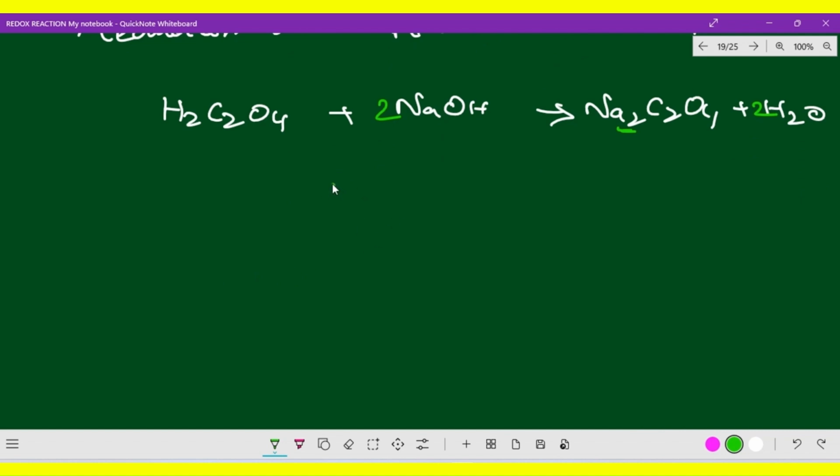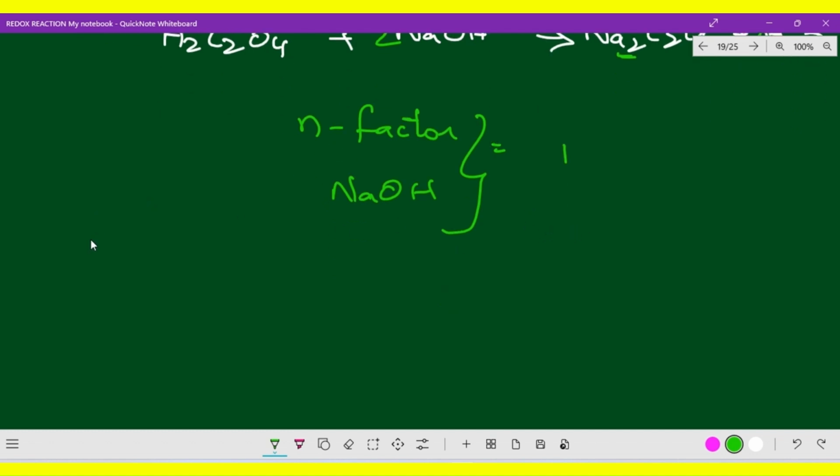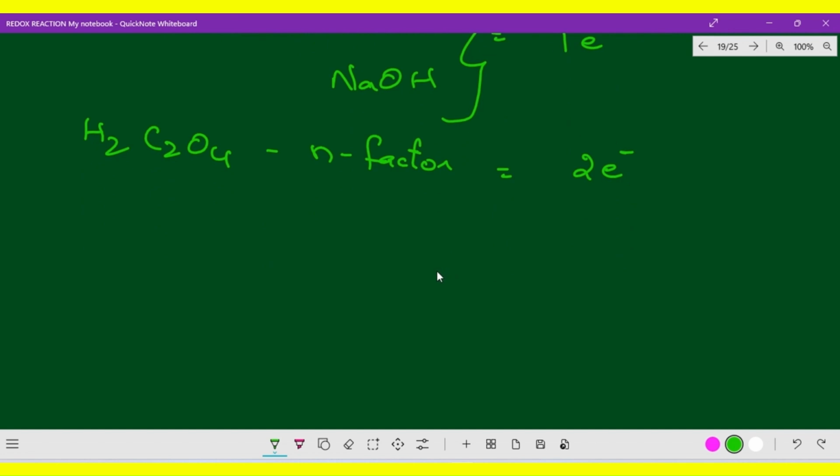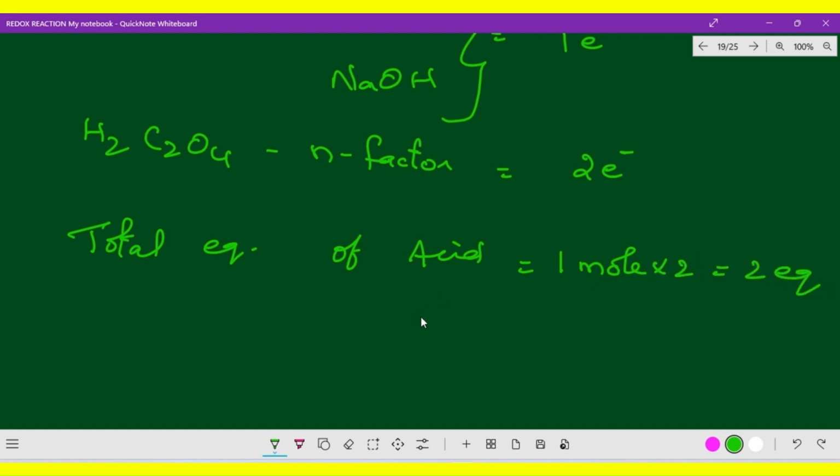Now the n factor, the small n, the number of electron change, is 1. The n factor of NaOH: H plus ion, how many electrons does it replace? It is 1. So for H2C2O4 the n factor is 2 electrons, and for the other 1 electron. Now the total equivalent of acid equals 1 mole into 2. So that is actually 2 equivalent. Now we have both the equivalents.